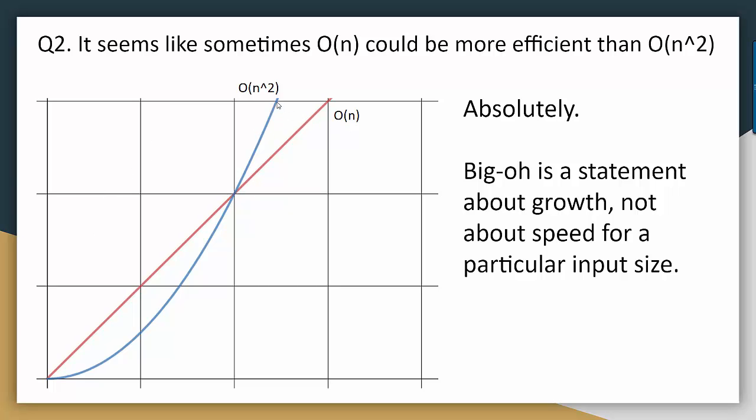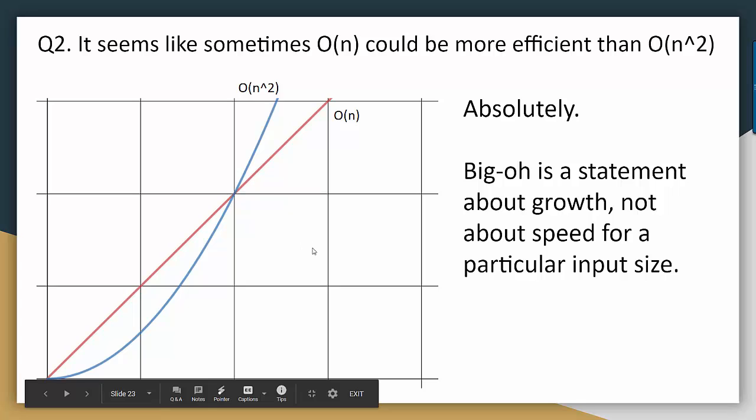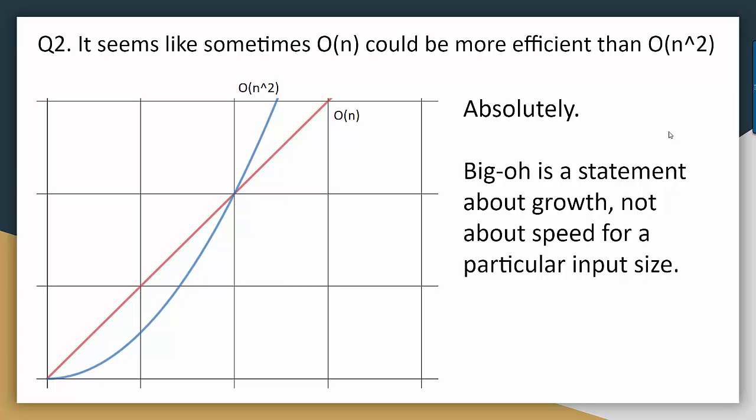So remember that big O is not a statement about speeds for particular inputs. It's about growth. So you can think about it as sort of an end behavior analysis. This is only interesting for larger and larger and larger inputs.